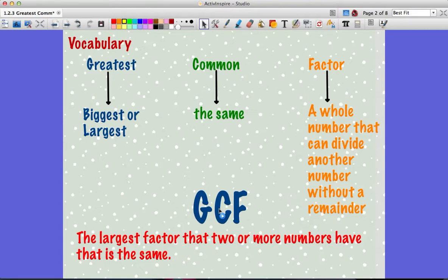Right, this is a little different from the LCM, where we were looking for the smallest common multiple. Now we're looking for the greatest common factor. Remember, factors are the numbers that make up a number or that will divide a number evenly, and multiples are numbers that we get when we multiply.